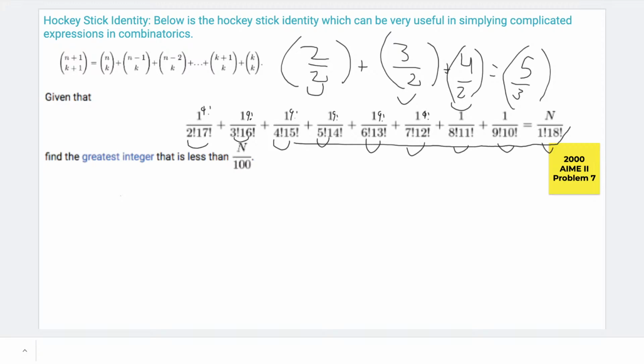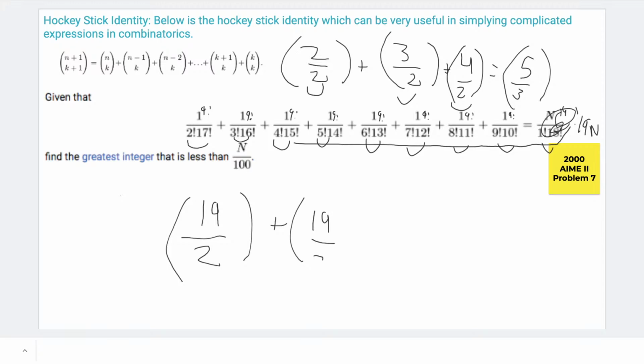And now you should start to see a pattern. So now this 19 factorial times n just becomes 19n. If you notice this, 19 factorial divided by 2 factorial times 17 factorial is literally just 19 choose 2. And 19 factorial over 3 factorial times 16 factorial is just 19 choose 3. I'm not going to write all of these down. I'm just going to skip to 19 factorial over 9 factorial times 10 factorial.